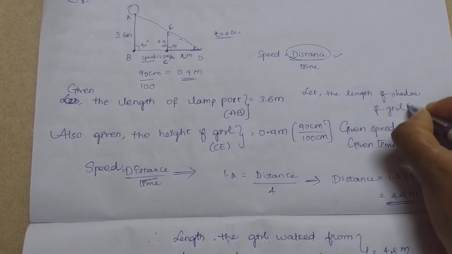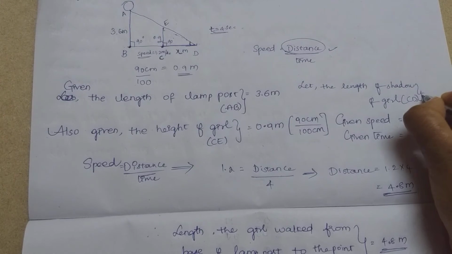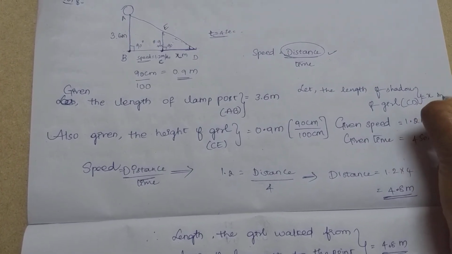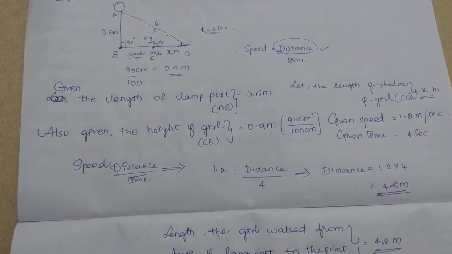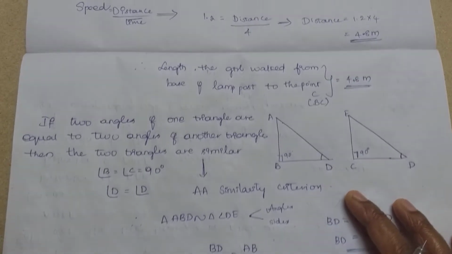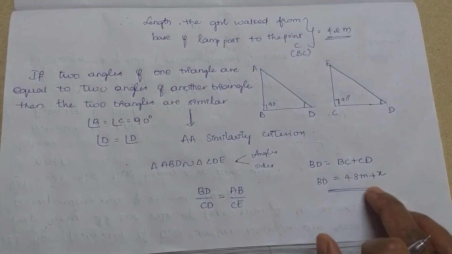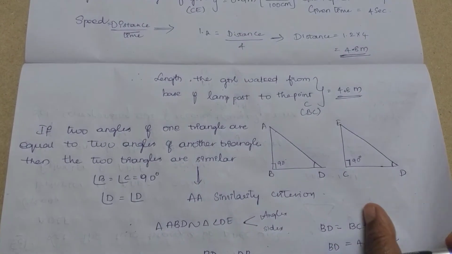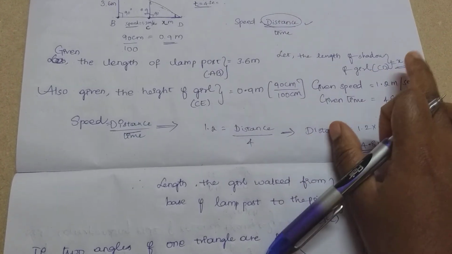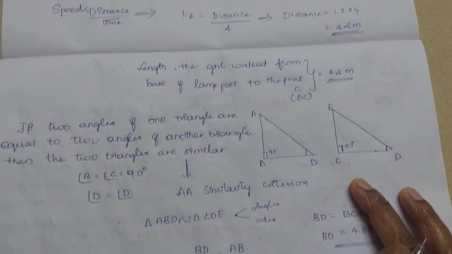What is the value here? CD equals, I have assumed it as x meters. Here the units are mandatory, x meters. So we got the BD value as 4.8 meters plus x. So what is CD? When you see here, we have written CD is x. So we got BD and CD.